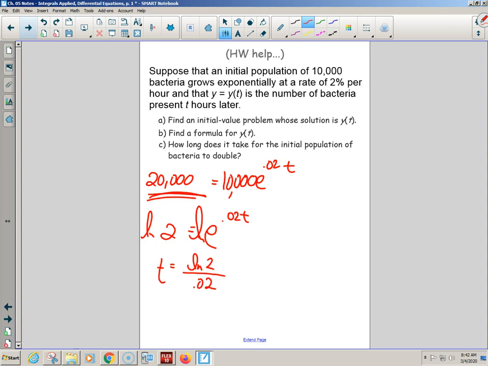Ln of e, remember ln undoes e? Oh, you're trying to think of a relationship? No, how do we simplify the 0.1? You multiply by 10. Yeah, you could make that 2 100ths, which would be 1/50th, and multiplying that would be the same thing as 50 ln of 2. If you want to write it all pretty.